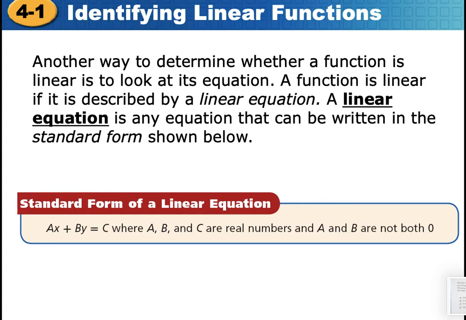Okay, so now we're going to get to our first activity where I don't walk you through it. All right, would someone read it? So another way to determine whether a function is linear is to look at its equation. A function is linear if it can be described by a linear equation. A linear equation is any equation written in the standard form shown below. Okay, so repeat after me, standard form, standard form. So if you can write it in standard form, then you know you have a linear function. And the standard form is a times x plus b times y equals c, where a, b, and c are real numbers, but a and b are not both zero.